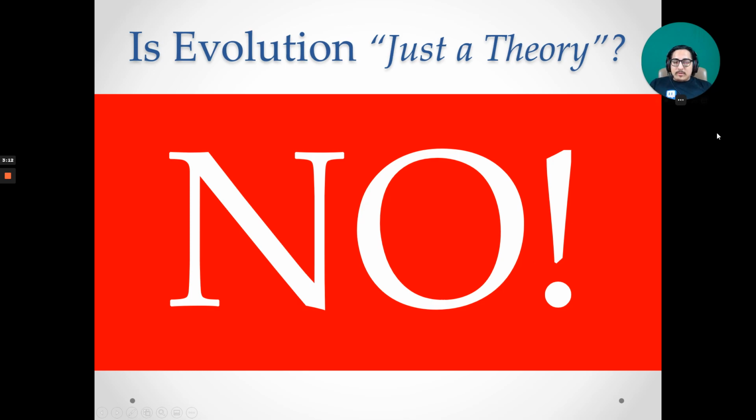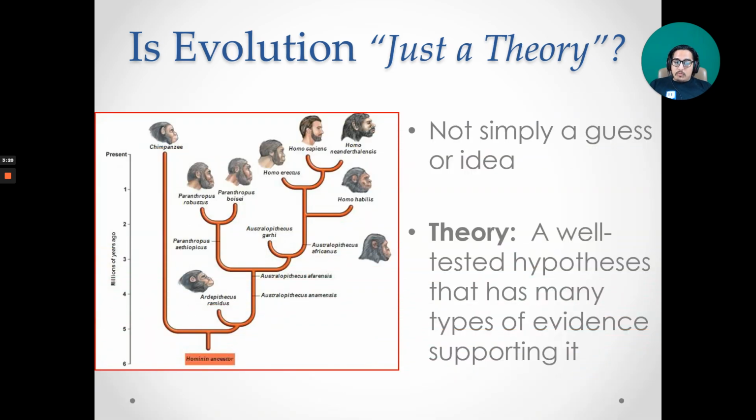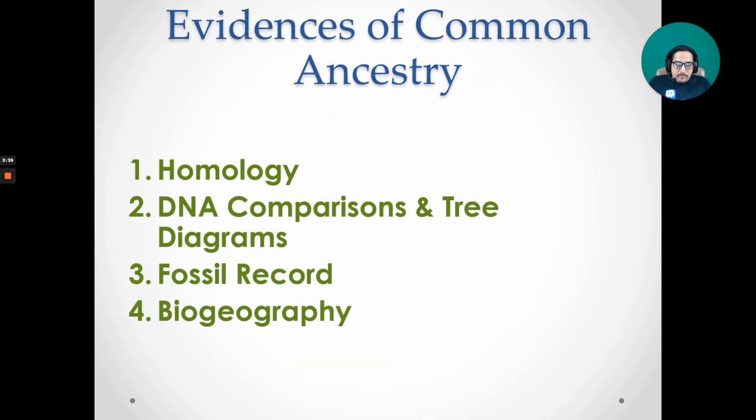So, is evolution just a theory? Is this just something that somebody made up? No, that is not what happened. There is actual proof to say that this is true. So it's not simply a guess or an idea. A theory is a well-tested hypothesis that has many types of evidence supporting it. So somebody didn't just make it up. We have proof, and these are the different types of proof that we have.